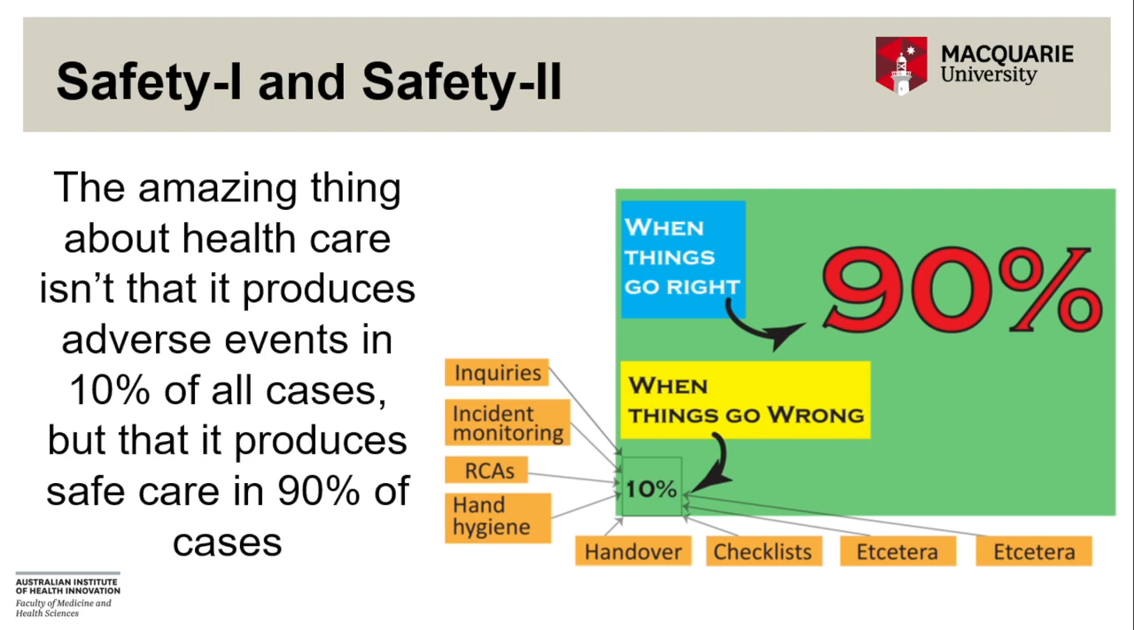So when you think about healthcare, we often concentrate on the 10% of things that go wrong, that 10% of adverse events. But when you think about it, 90% of things go right. And resilient healthcare, or safety 1 and safety 2, is sort of flipping things on their head. So rather than exploring that 10% of things that go wrong, we're going to explore the 90% of things that go right and try and understand from that how to make more things go right.